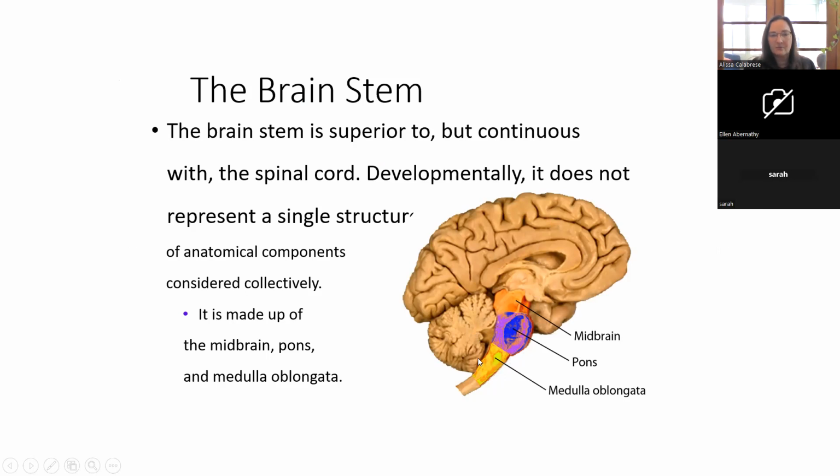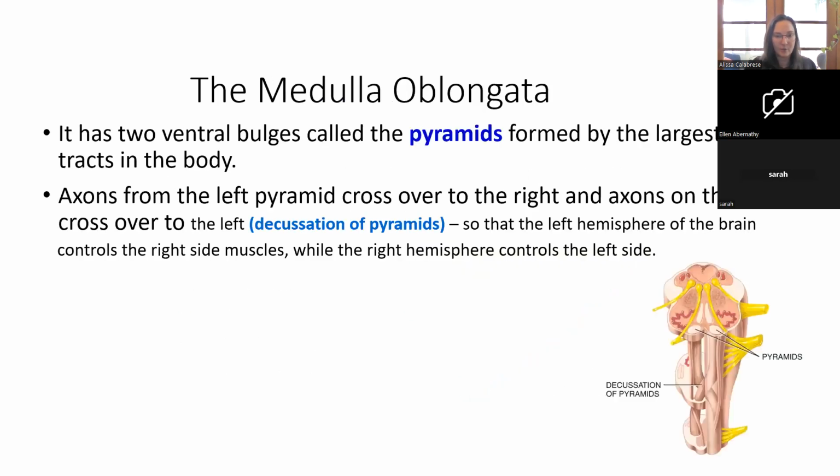Brainstem in general, think of basic life support. So this part of the brain is keeping you alive, right? Keeping you breathing, maintaining heart rhythm, maintaining digestion. All of the really kind of basics are happening in the brainstem.